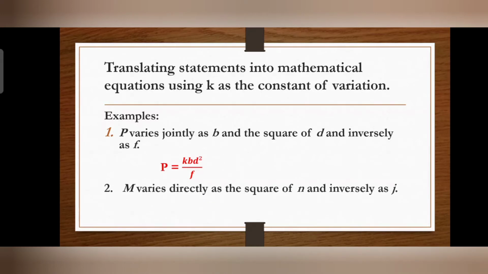The number 2, M varies directly as the square of N and inversely as J. So the answer is M is equal to varies directly as the square of N. So K times square of N, it means N squared. Then inversely as J, so divided by J. Division na siya pag meron ng statement na inversely. Ito yung hint nyo na yung variable na yan is ilalagay mo na sa denominator.